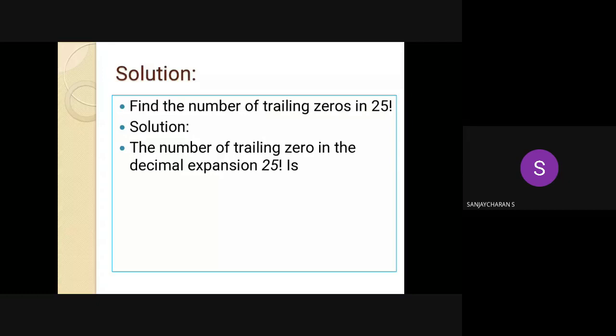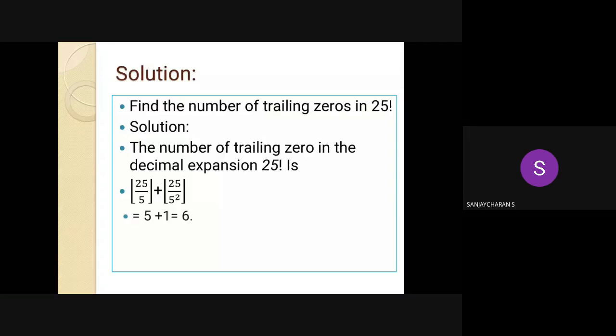what's the formula? That is floor of n by 5, plus floor of n by 5 square, and so on. Here, if you put the floor of n by 5 cube, that is 125. Here n is 25, so n by 125 becomes 0 only. So here I have to use only the first two terms: floor of 25 by 5 plus floor of 25 by 5 square. The answer becomes 5 plus 1, which is 6.